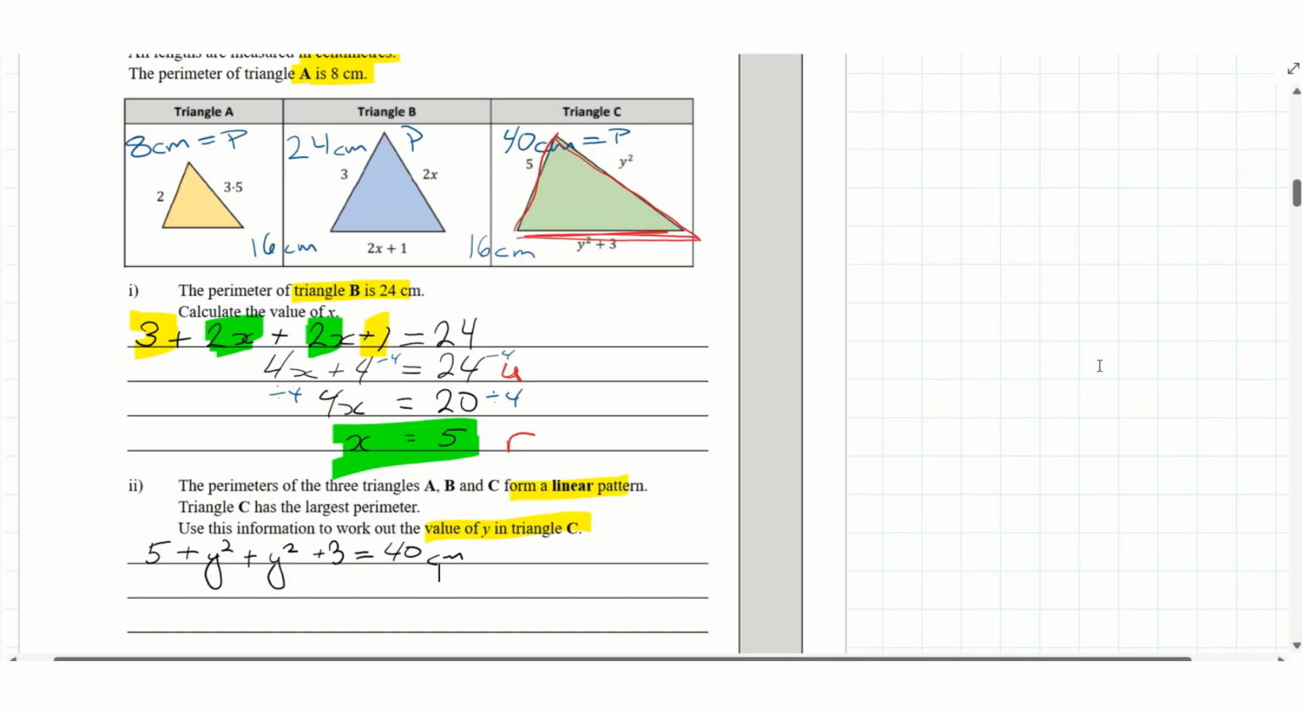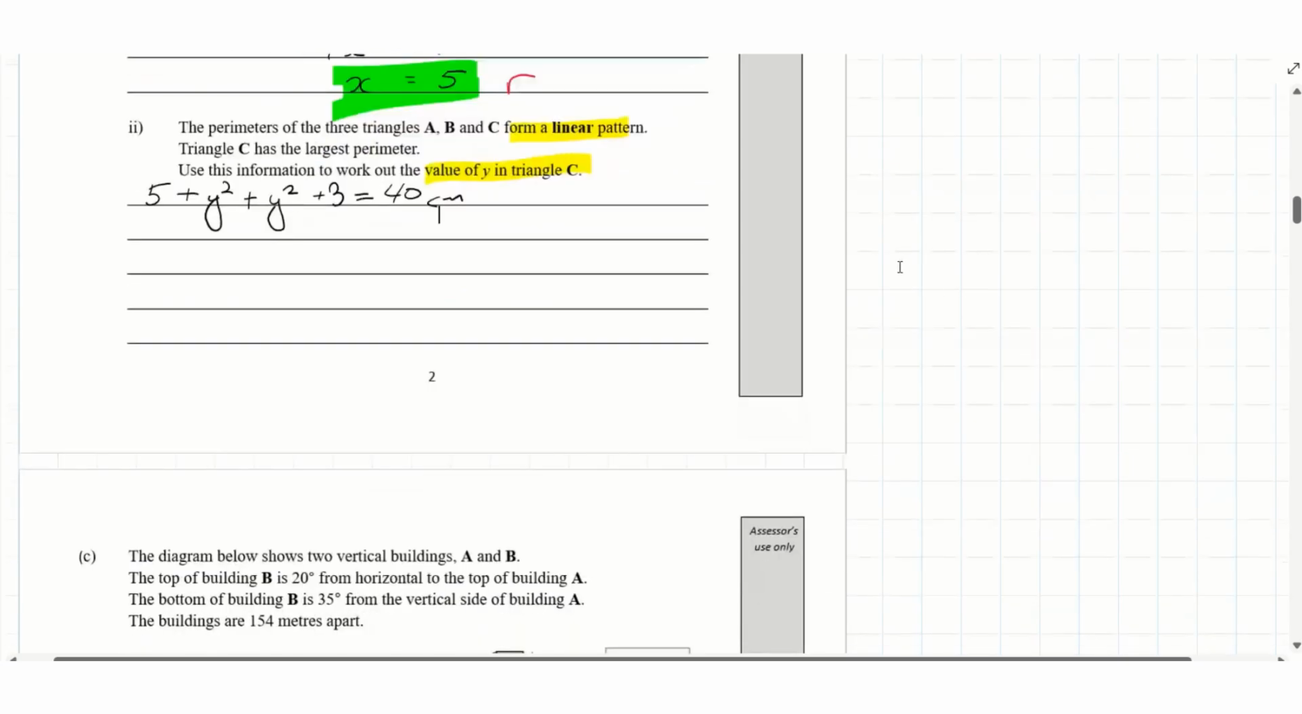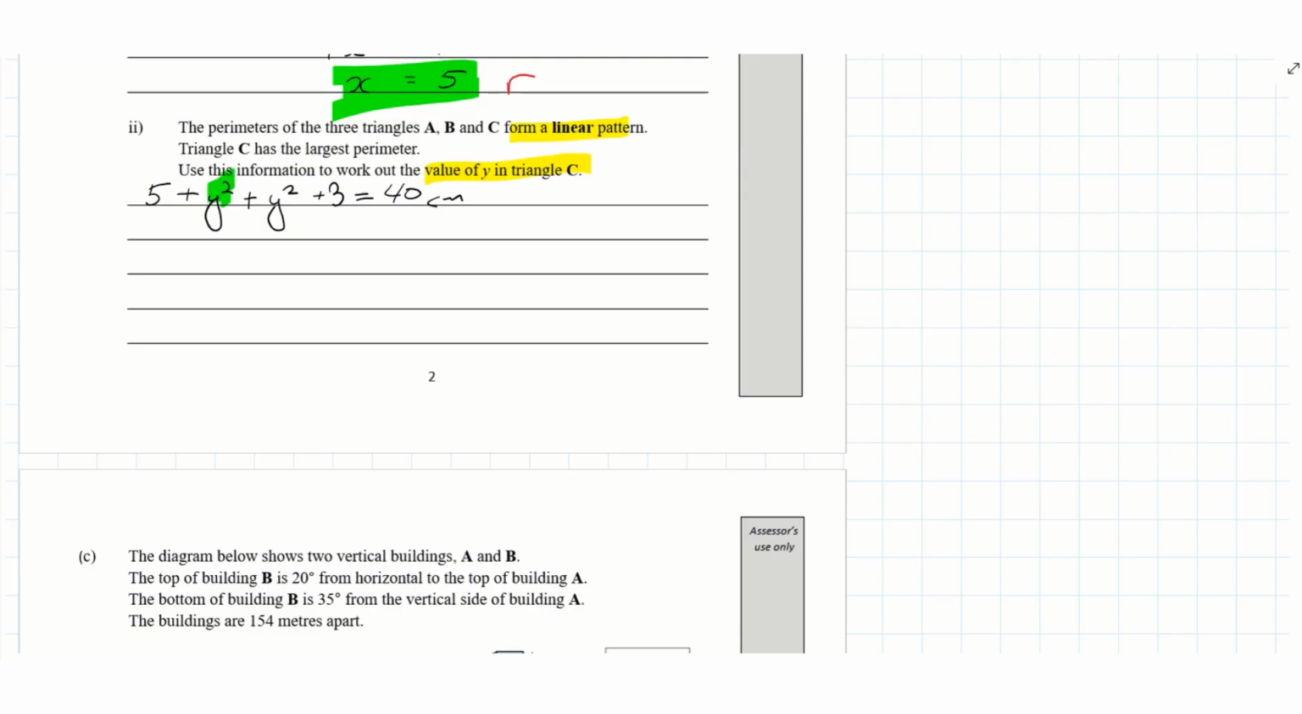Scroll down here a little bit so we can focus on just this. So I have set up now my equation, and we can find our like terms again. We've got this like term and this like term, and we've got this like term and this like term. So those two are going to go together. I'm going to end up with 2y squared plus 8 equals 40.